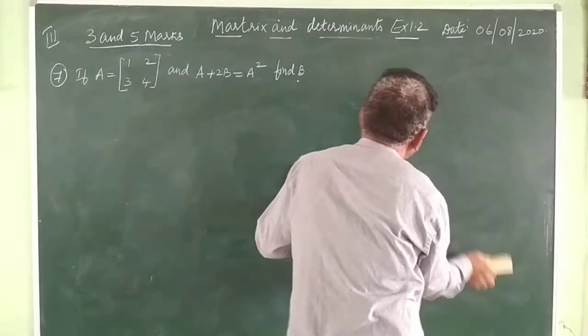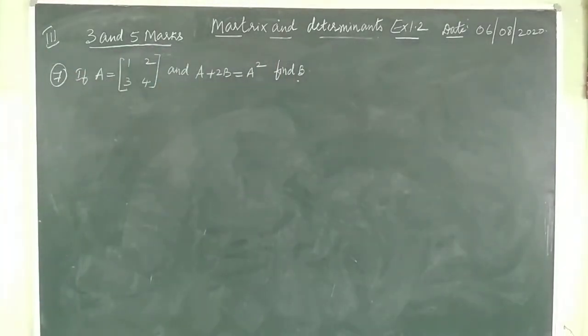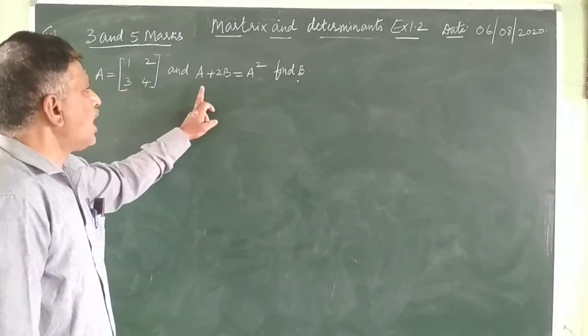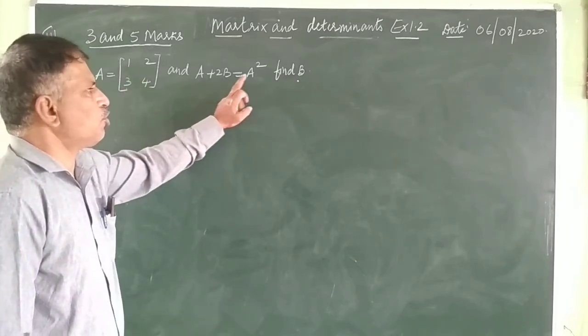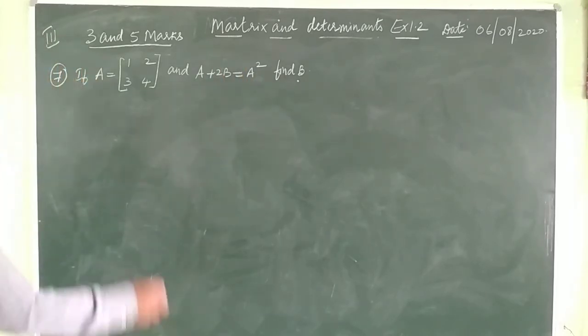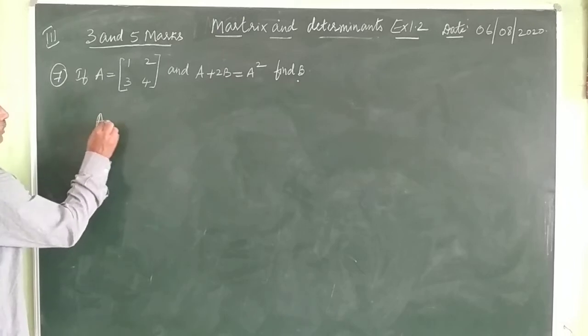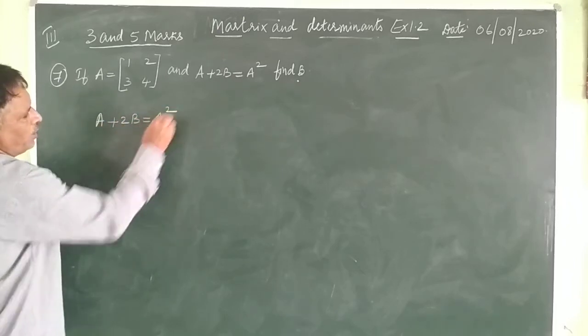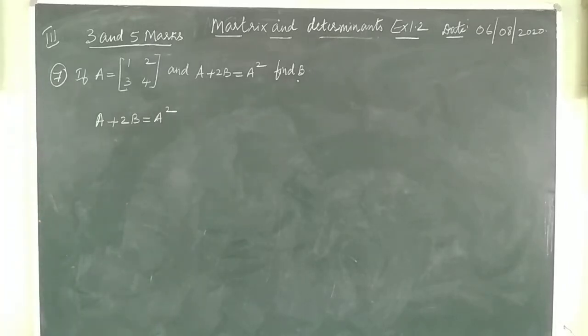Yes. Now the seventh question. In the seventh question, it is given matrix A is equal to 1, 2, 3, 4, and A plus 2B is equal to A square. It is asking you to find the matrix B. What he has given is A plus 2B is equal to A square. Now make this into standard form.